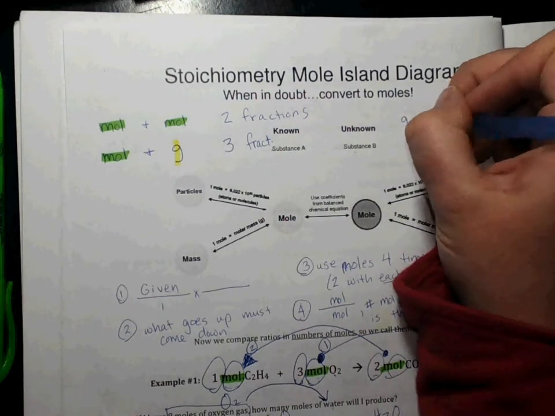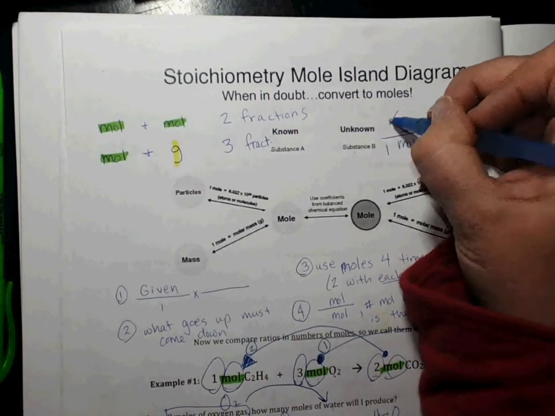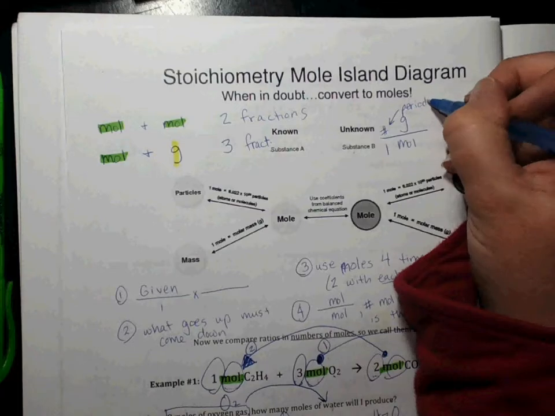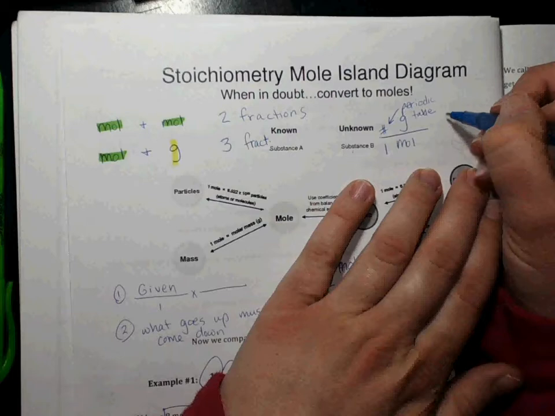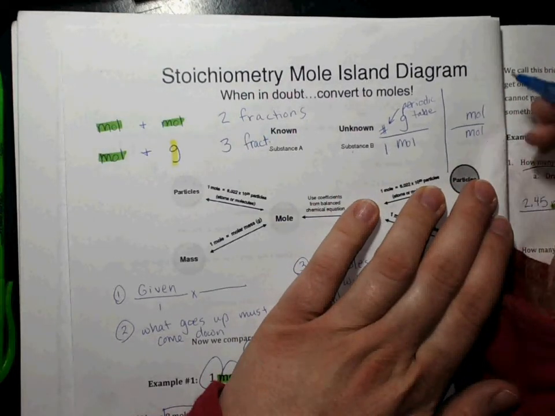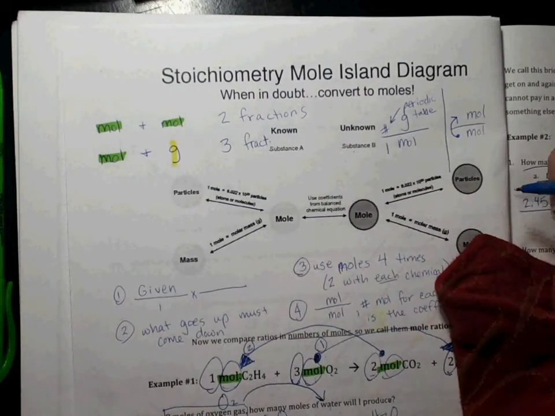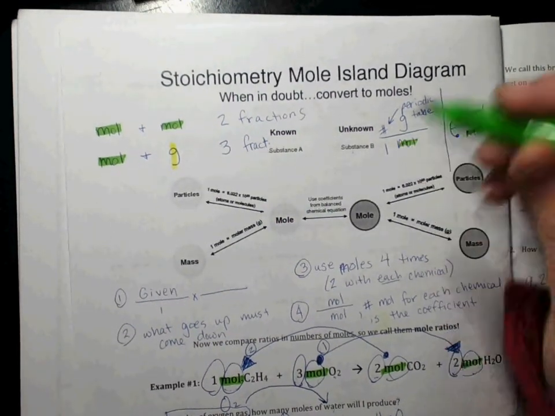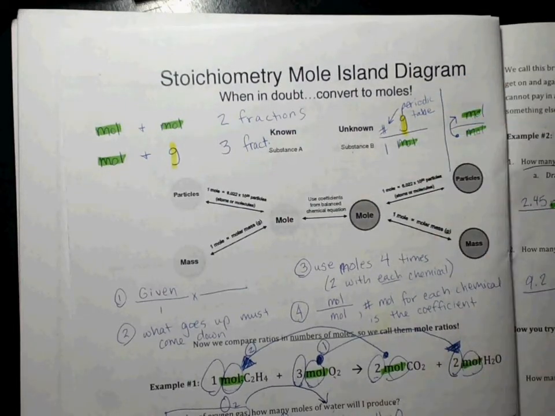If you have grams and moles in the same fraction, it's going to be 1 mole, and your grams come from the periodic table. That's different than if you have moles and moles in the same fraction. If you have moles and moles in the same fraction, then the numbers come from your bridge. So those are some notes we can write ourselves. Okay?